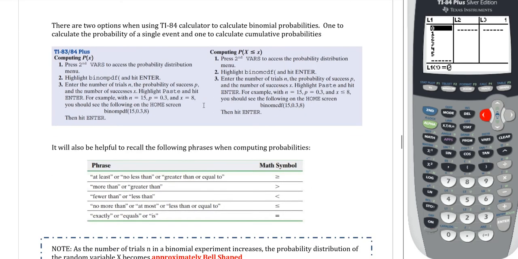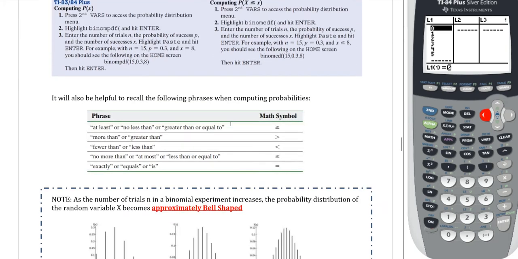However, we're primarily going to do most of these with formulas in a calculator, and I'll get to both of these in a bit. There are two different formulas, one called binompdf and one called binomcdf. Again, I'll get to both of these in just a moment.